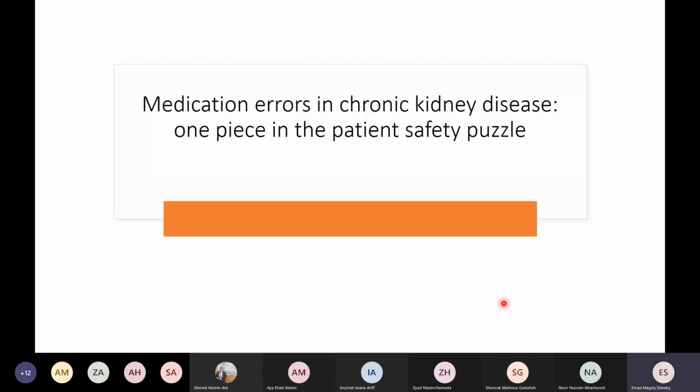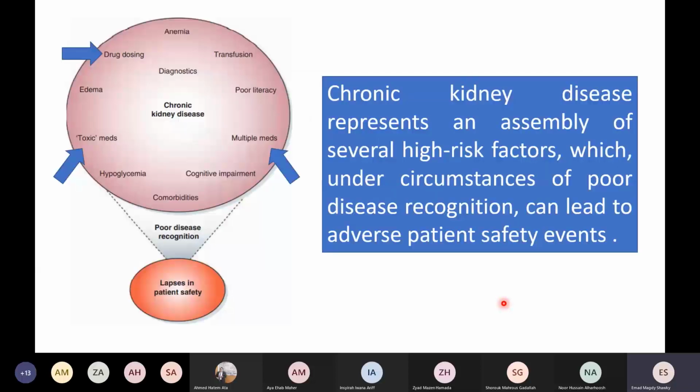Come to the simple part of the lecture: medication errors in chronic kidney disease. If we try to sum up the problem in chronic kidney disease, what affects the patient's quality of life, morbidity and mortality, you will find the drugs. In chronic kidney disease, there is a problem of anemia, multiple transfusions, multiple diagnostics, edema, hypoglycemia, cognitive impairment. You will find toxic medications, and the problem in drug dosing, because the drug dosing in chronic kidney disease should be changed, and we will discuss it in the next point.